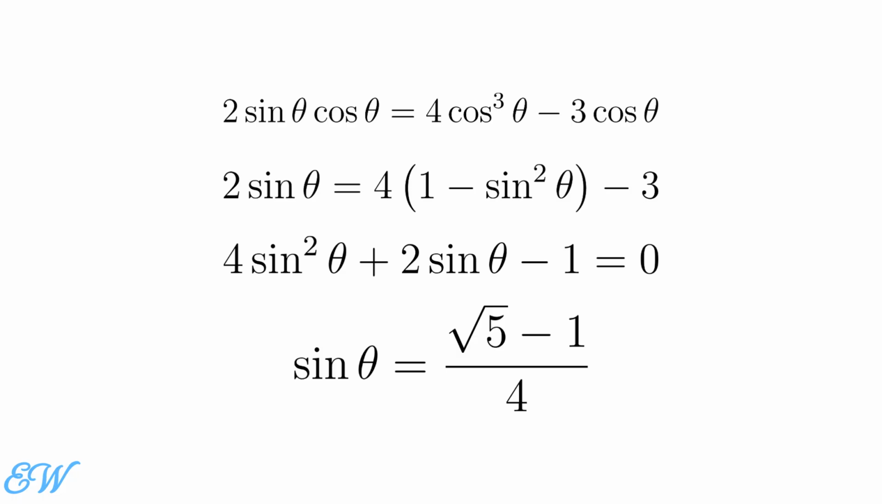And we know that theta is equal to 18. So we get that sine 18 is equal to root 5 minus 1 over 4. This proves that theta is equal to 18.